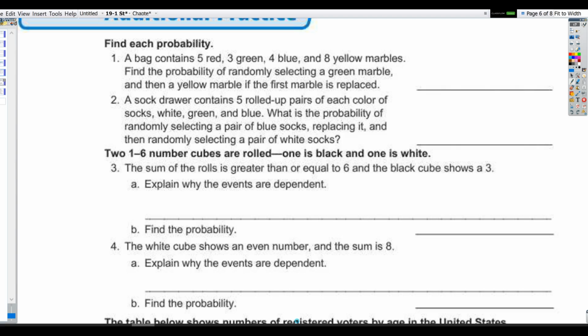So that contains 5 red, 3 green, 4 blue, 8 yellow. Find the probability of randomly selecting a green marble and then a yellow marble if the first marble is replaced. So this is where you do have independence, right? Getting a green first is 3 out of what? 20. And then times what? 8 out of 20, because remember you put it back.